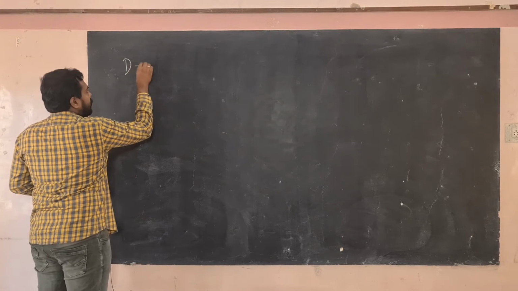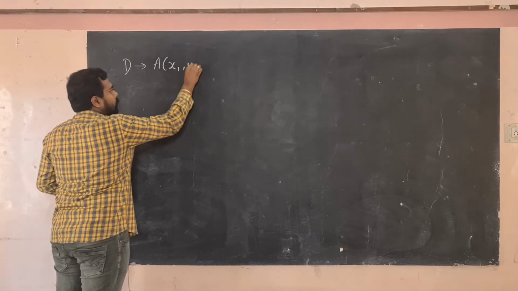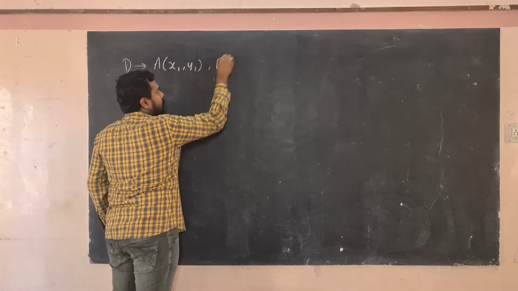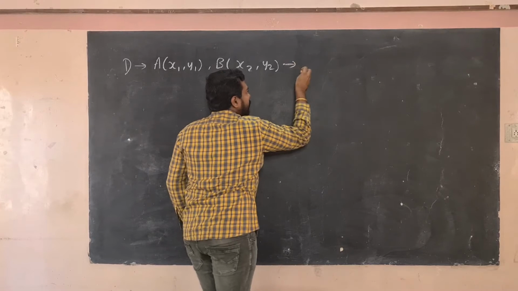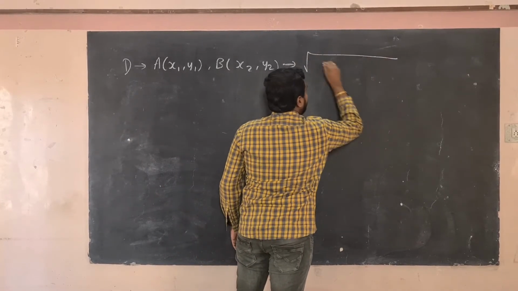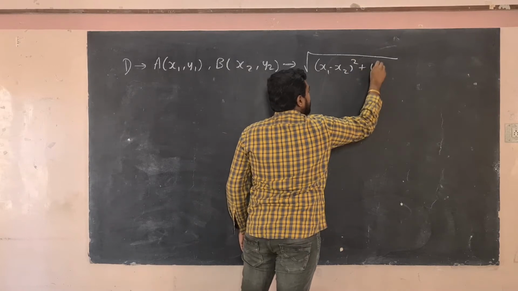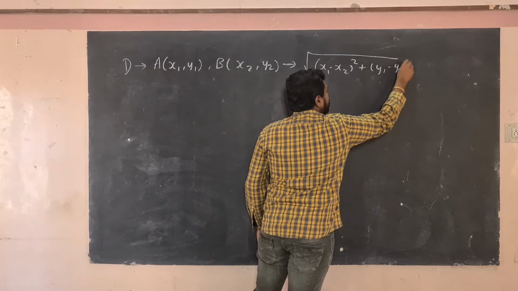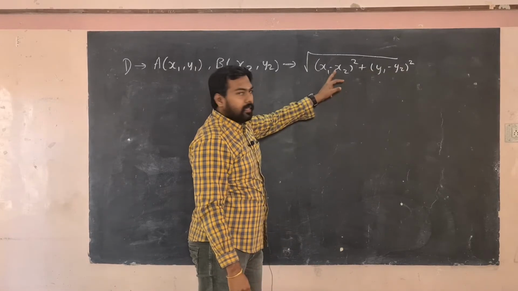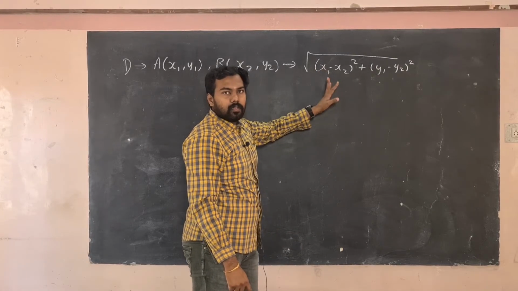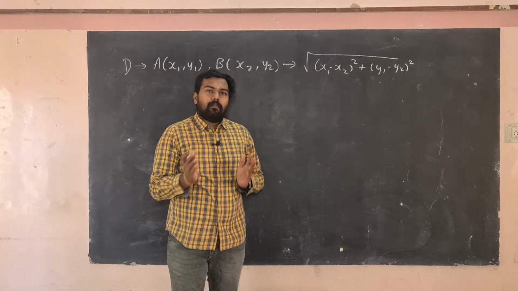Distance between two points, let it be A, which is denoted by x1 y1 and B x2 y2. The distance is denoted by square root of x1 minus x2 the whole square plus y1 minus y2 the whole square. This x1 minus x2 you can also write it as x2 minus x1. Both are same one. Okay. So this is what we saw in the last class, and we saw one more property also.